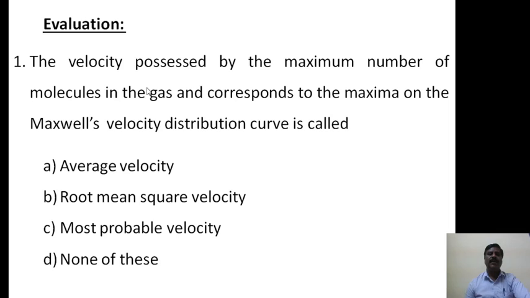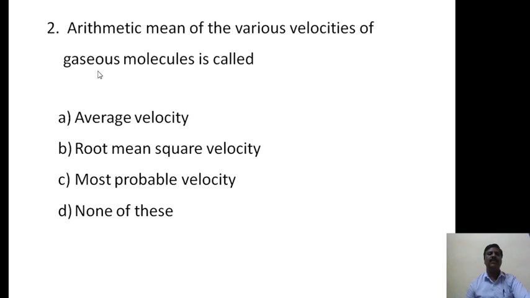The correct option is C, the most probable velocity, because this is the definition of most probable velocity. Therefore, C is the right option for question number 1. Then question number 2: arithmetic mean of various velocities of gaseous molecules is called. First option, average velocity. Second, root mean square velocity. Third, most probable velocity, and D is none of these.